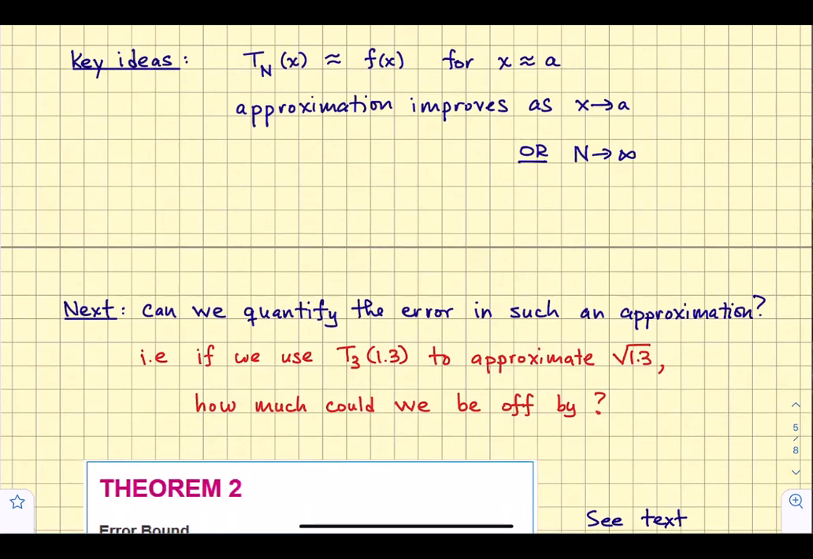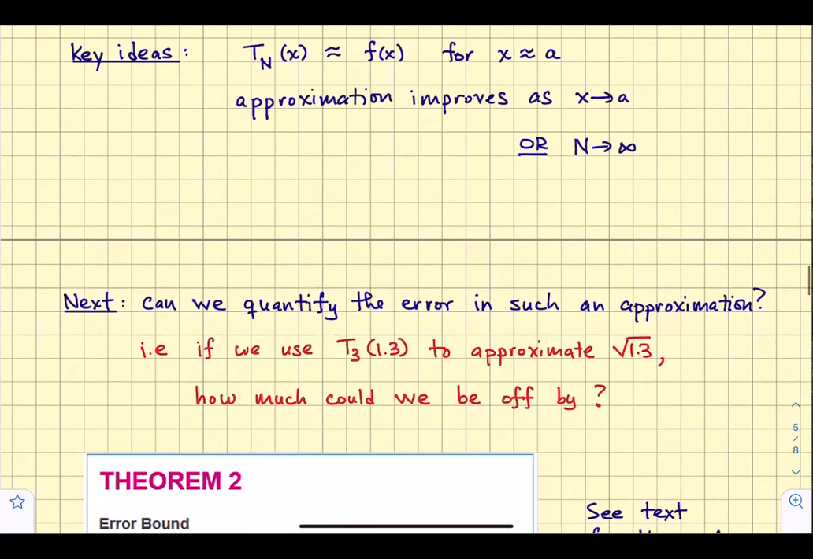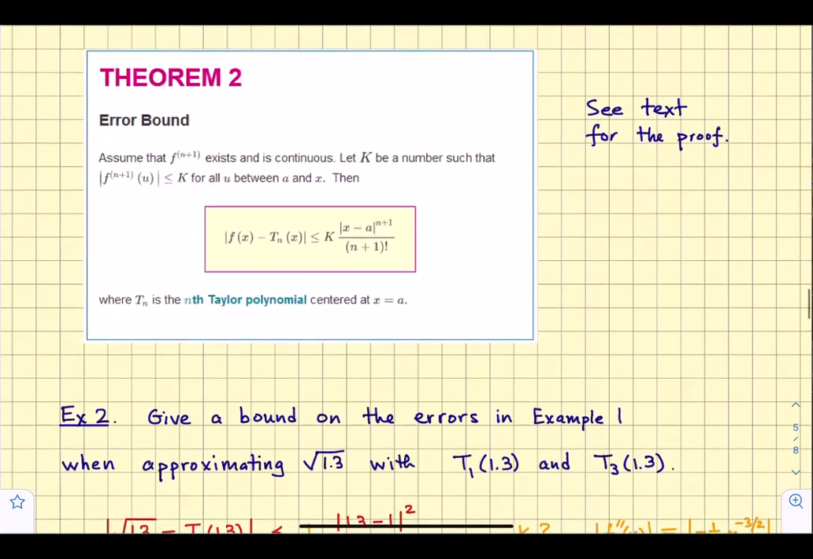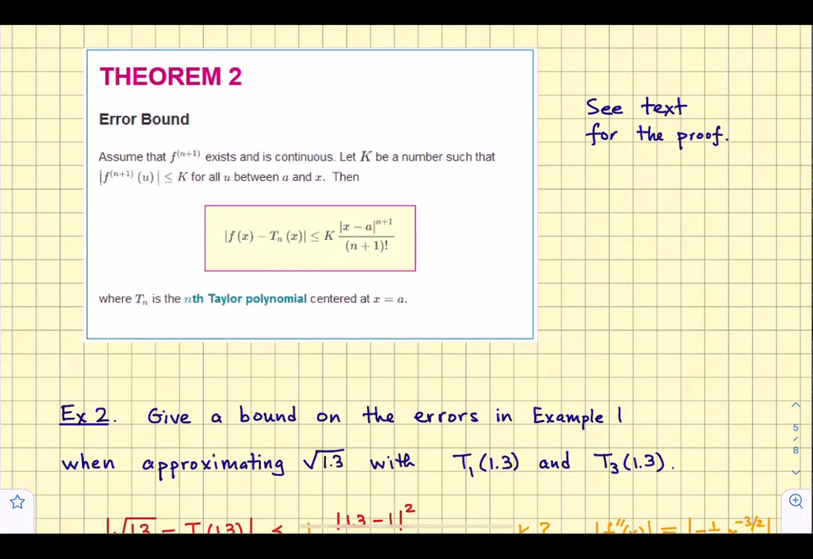So can we quantify the error in such an approximation? In other words, if we use T3 at 1.3 to approximate the true value of the square root of 1.3, how much could we be off by? Well, Theorem 2 comes to the rescue and quantifies that error. It gives us an error bound. So note in this theorem they use little n to denote the degree of their Taylor polynomial. I use a capital N, but the idea remains exactly the same.